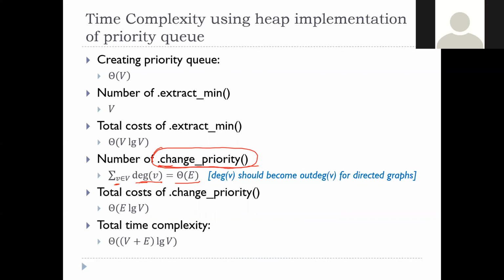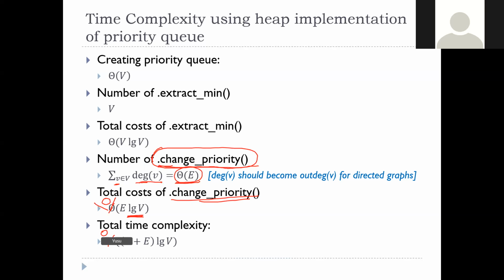Now, for the total cost of the change priority, here I should be more precise using big O because V may be smaller than the number of edges, okay? So the total cost of calling this procedure is basically the total number of calls, and each time you take a log of V time for each change priority operation, okay? So total time complexity as such is big O.